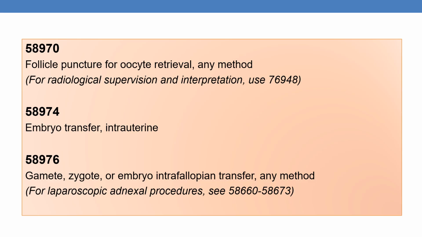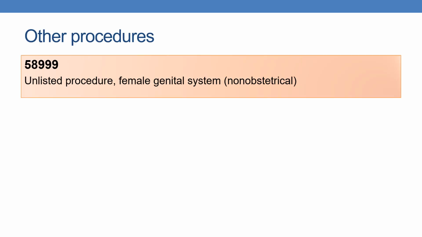Now coming to in vitro fertilization CPTs. The first one is 58970, follicle puncture for oocyte retrieval, any method. And for embryo transfer intrauterine, the CPT is 58974. And for gamete, zygote or embryo intrafallopian transfer, any method, the CPT is 58976. The CPT for other procedures is 58999, unlisted procedure, female genital system, non-obstetrical.